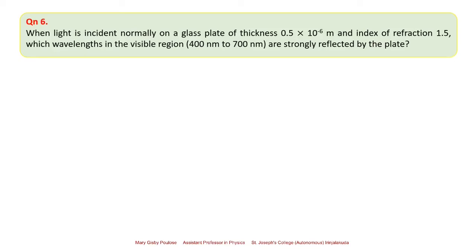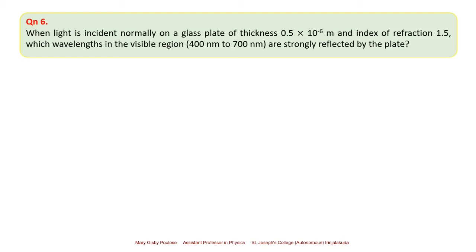Now, in this next question, we have, when light is incident normally on a glass plate of thickness 0.5 into 10 raised to minus 6 meters and index of refraction 1.5, which wavelengths in the visible region of 400 nanometer to 700 nanometer are strongly reflected by the plate? So we are trying to see the reflected light from a thin glass plate. So for that we have to see the conditions.